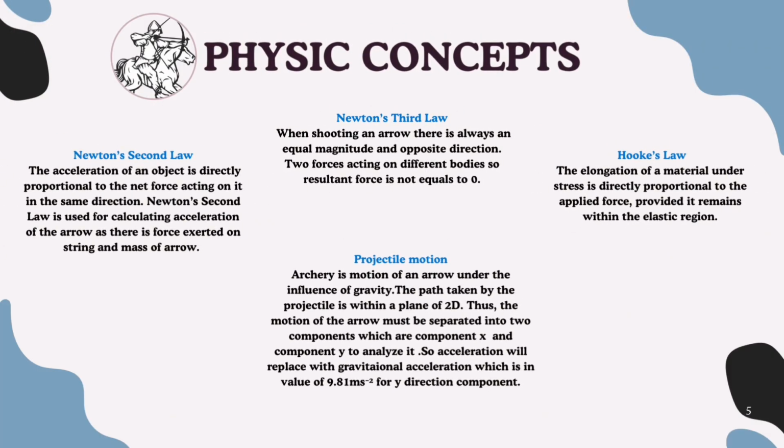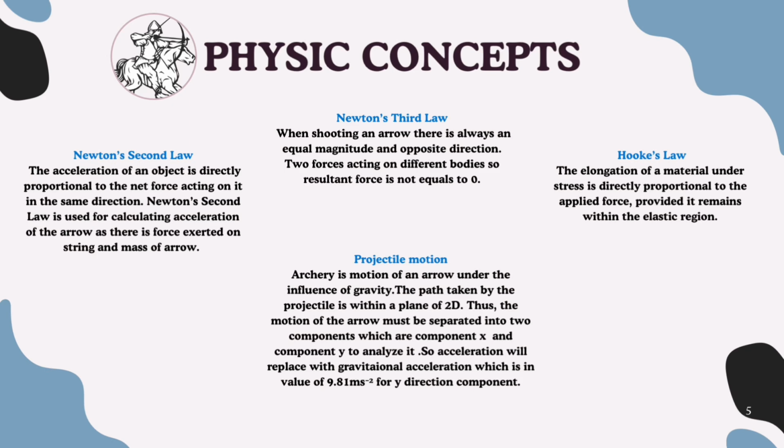The first one is Newton's second law. The acceleration of an object is directly proportional to the net force acting on it, in the same direction. Newton's second law is used for calculating the acceleration of the arrow, as there is force exerted on the string and the mass of the arrow. Then, Newton's third law. When shooting an arrow, there is always an equal magnitude force in the opposite direction. The two forces act on different bodies, so the resultant force is not equal to zero.